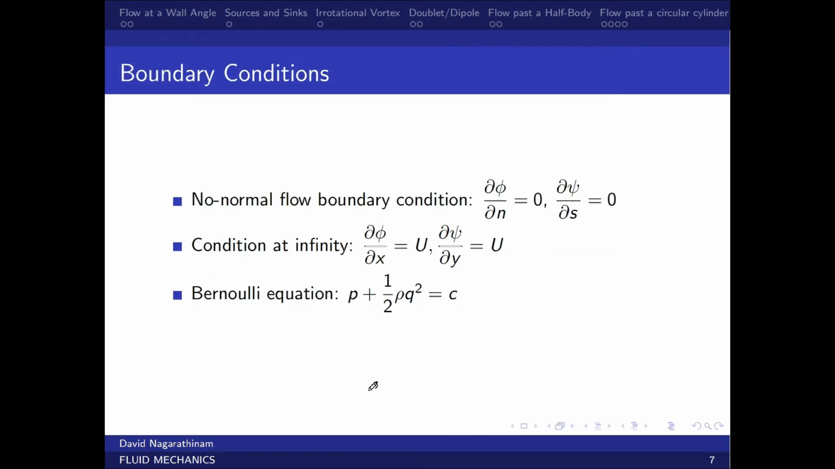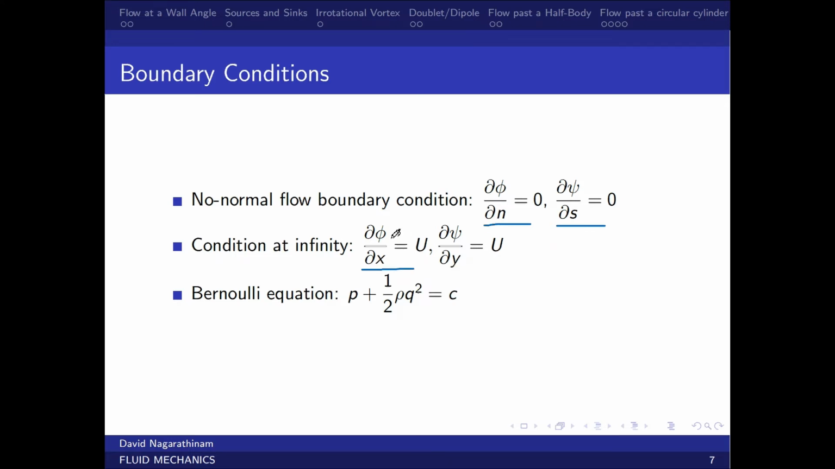Now the conditions that the potential flow has to satisfy is that it satisfies the no normal boundary condition at the boundary of a body. Say for example, phi is a constant perpendicular to the surface of the body, and the body itself, which we are studying the potential flow. The body itself can be represented by a stream function, which means that dou psi by dou s is equal to 0.